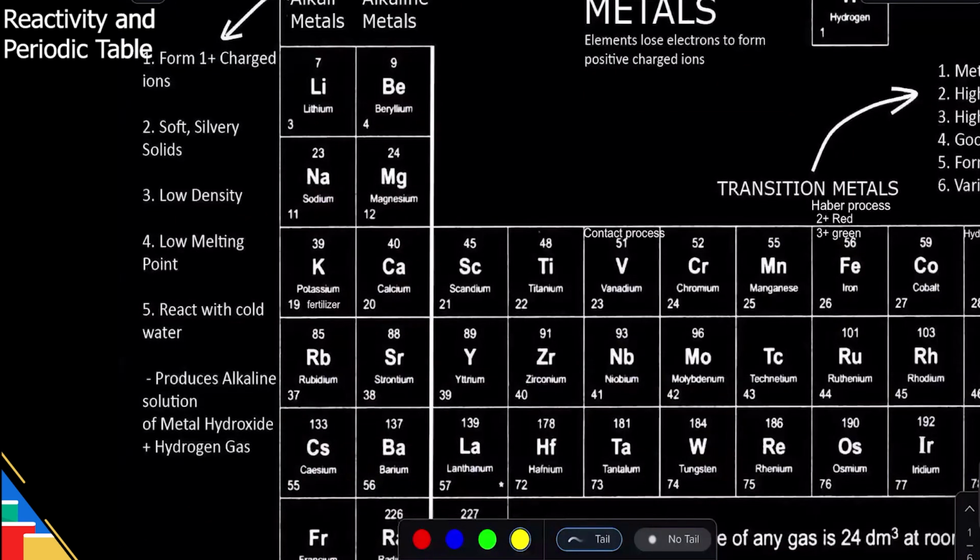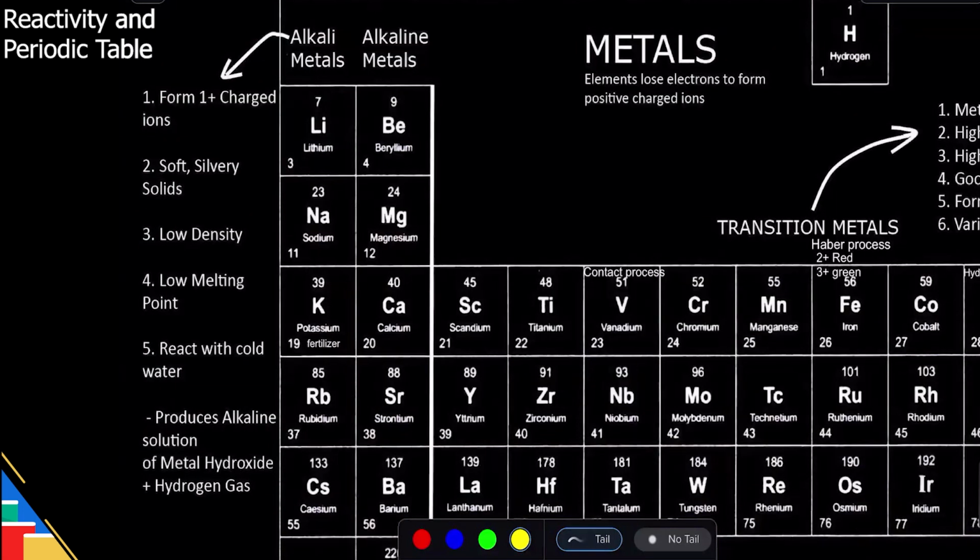Similarly, in group 1 alkali metals, you can see that they're all in group 1. They lose one electron, so they all make a +1 charge. They're soft, silvery solids. They have low density. They have a low melting point. They react with cold water. These are all basic information that you need to memorize.